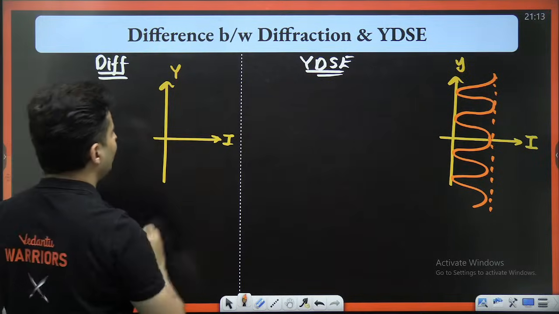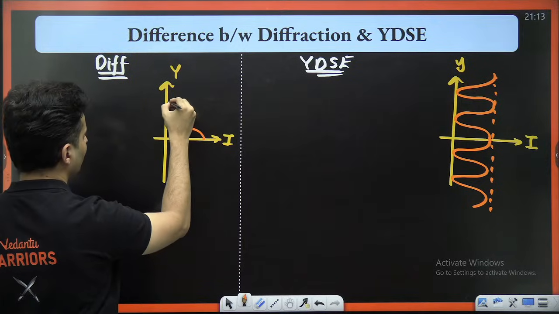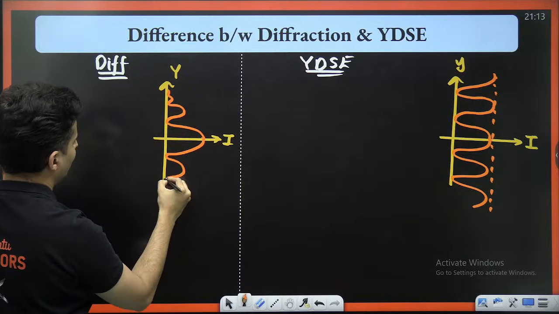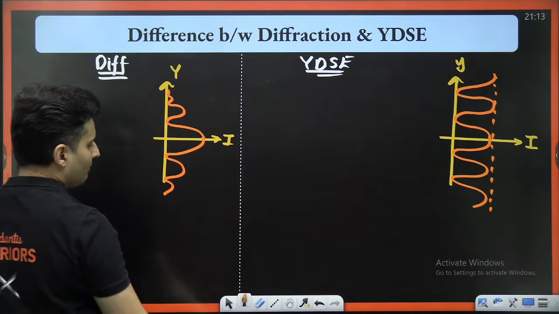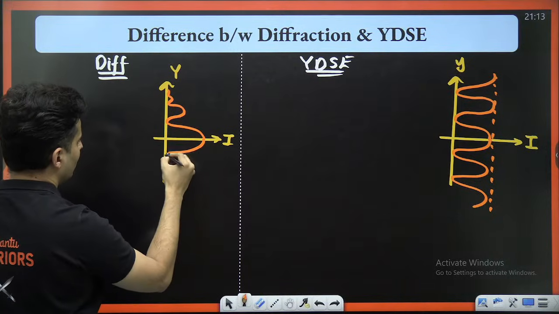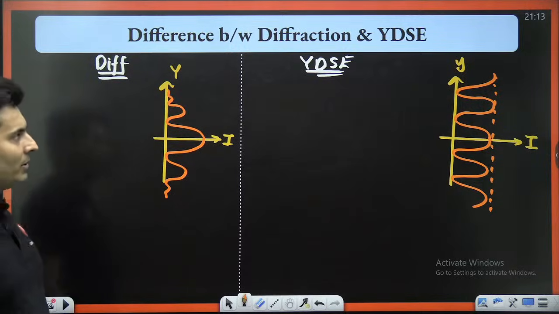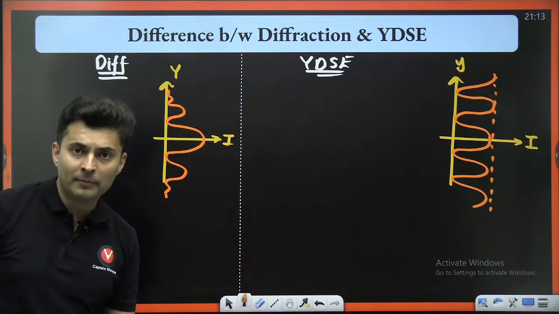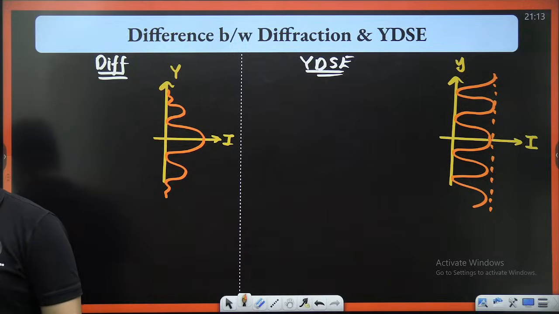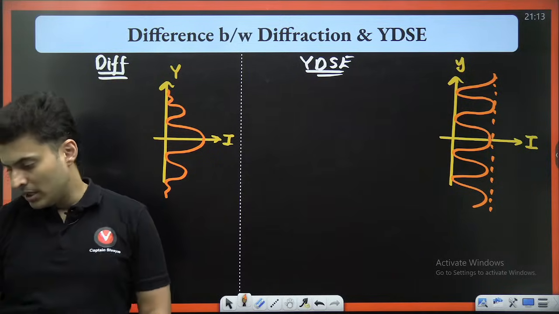But in case of diffraction, you will see it is something like this. That's it. So the most prominent one is the first maxima. After that, the rest of the things are hardly seen. So this is the most prominent one. Is that okay, everyone? Clear till this point? One big difference between the intensity patterns. Keep that in mind.